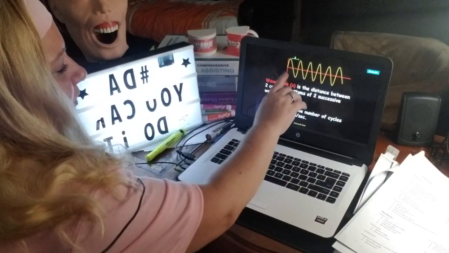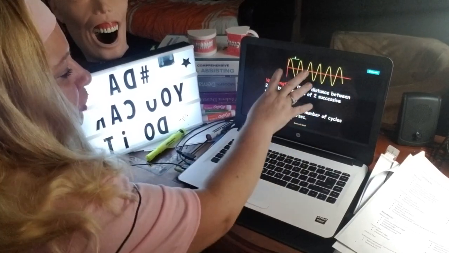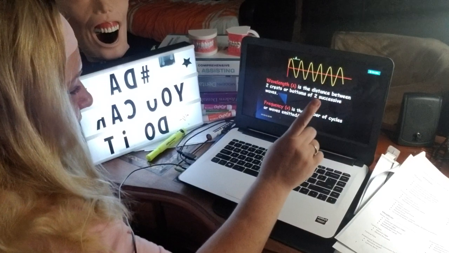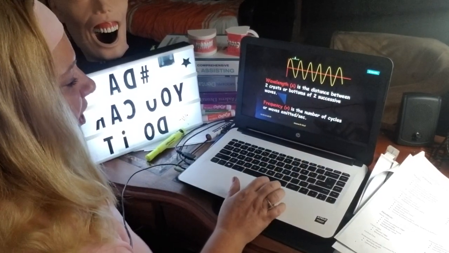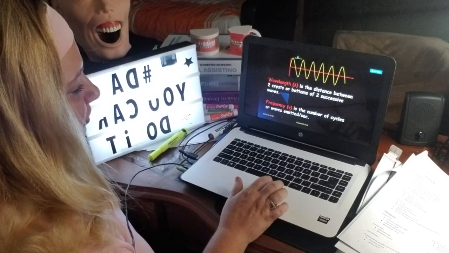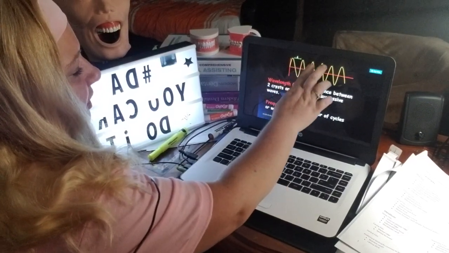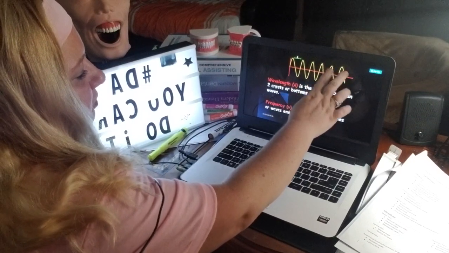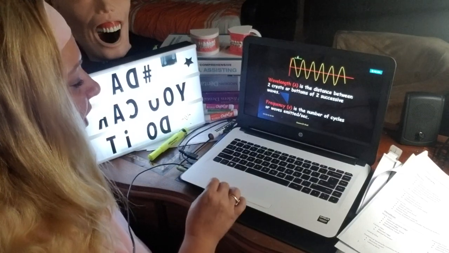This is the wavelength, okay? The shorter the wavelength, the stronger it is. Remember that. Wavelength is the distance between two crests or bottoms of two successive waves. In between, you see? The wavelength. Frequency is the number of cycles or waves emitted.